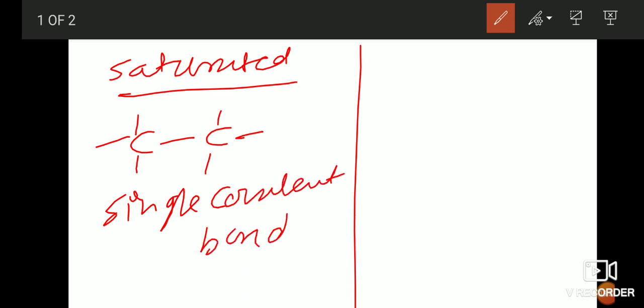Okay, so what is the meaning of single covalent bond? You know that covalent bond means what? The bond which is formed by the sharing of electrons.